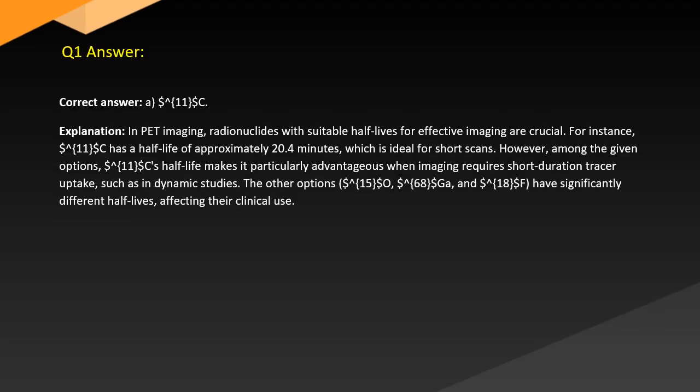Answer. Correct answer A. 11C. Explanation. In PET imaging, radionuclides with suitable half-lives for effective imaging are crucial. For instance, 11C has a half-life of approximately 20.4 minutes, which is ideal for short scans. However, among the given options, 11C's half-life makes it particularly advantageous when imaging requires short-duration tracer uptake, such as in dynamic studies. The other options, 15O, 68Ga, and 18F, have significantly different half-lives, affecting their clinical use.